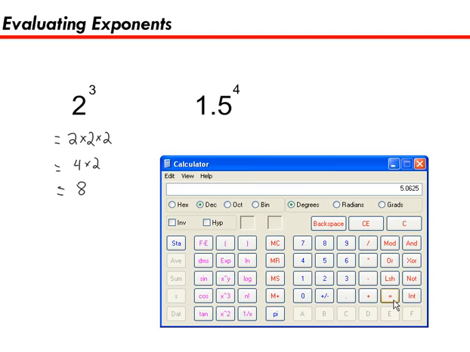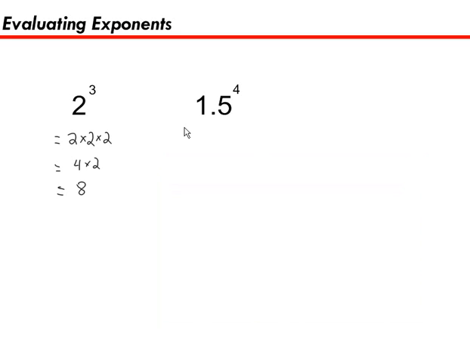So I'm going to press that button and then add a 4 because I'm doing 1.5 to the exponent 4, and there's my answer, 5.0625. And I'll just round that to 5.06. So remember that x to the exponent y button.